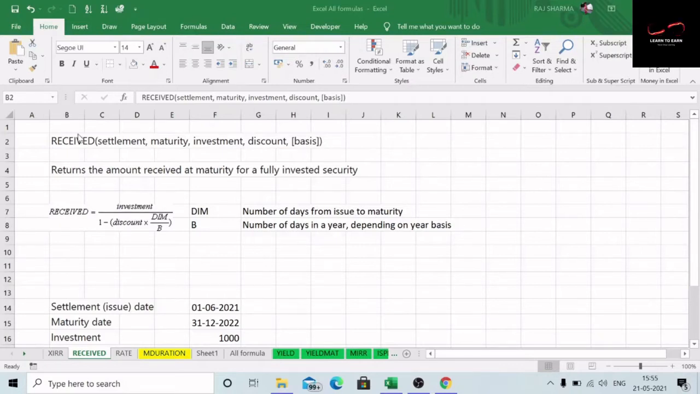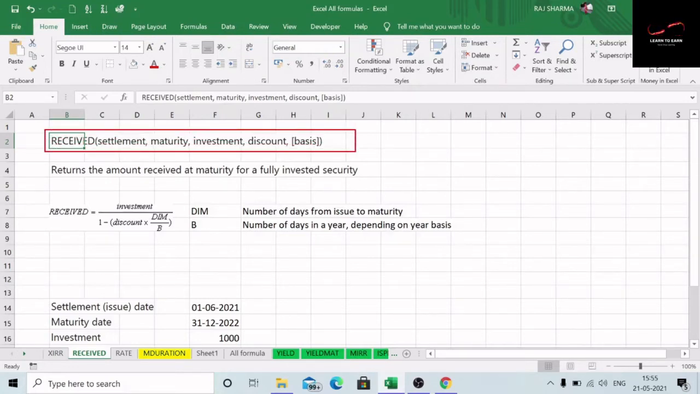So let's start. The syntax of this function is RECEIVED, and the arguments used are settlement, maturity, investment amount, discount rate, and day count basis. It returns the amount received at maturity for a fully invested security. This particular formula is more useful in the case of bonds or fixed income securities.